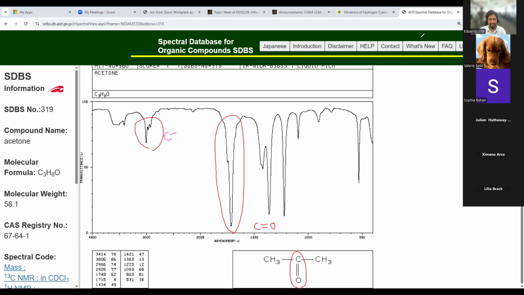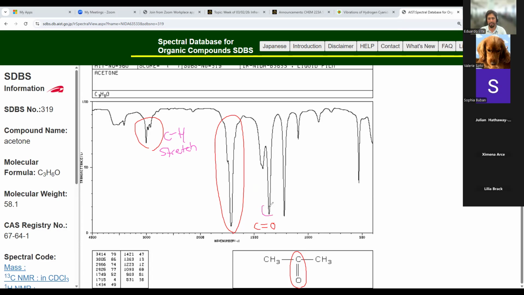I got someone in the chat. H, that's right. Good, good. This is your carbon hydrogen stretch right here. Every organic compound is going to have something in the 3000 region because every organic compound contains carbon hydrogen bonds, right? So you can see how what we've learned can actually be used to look at the spectra, right?